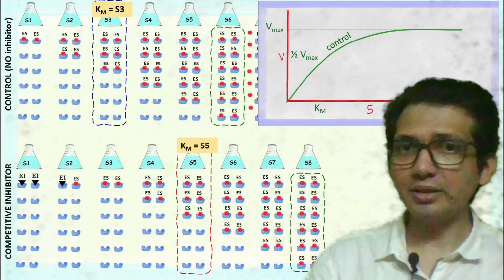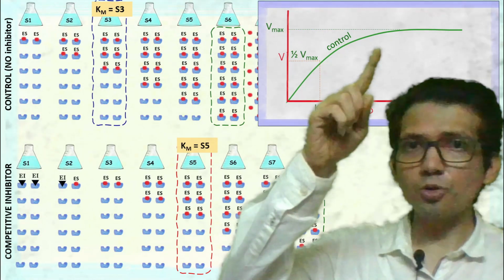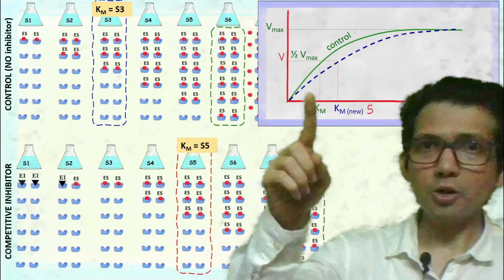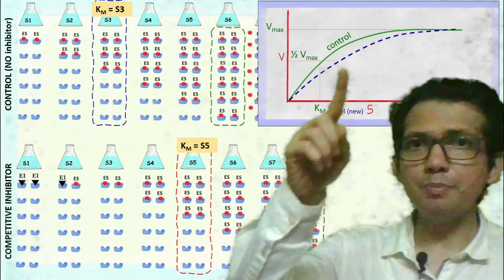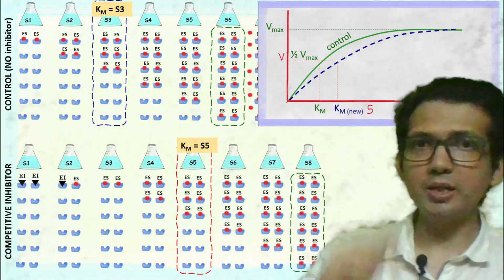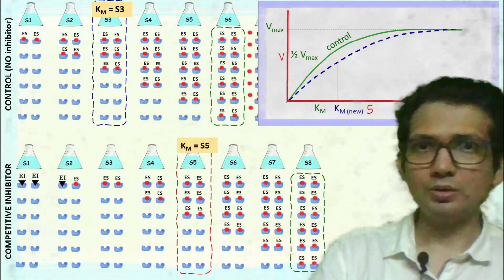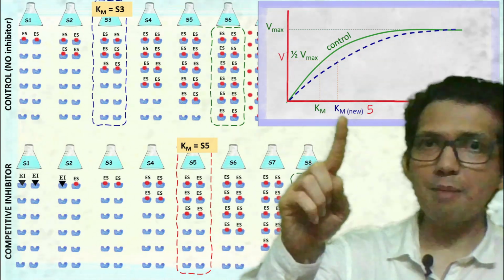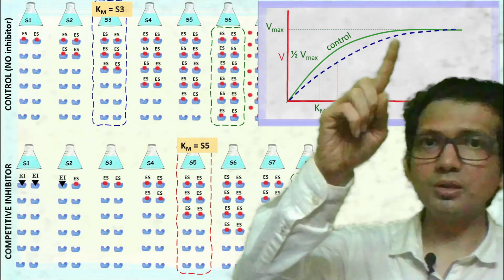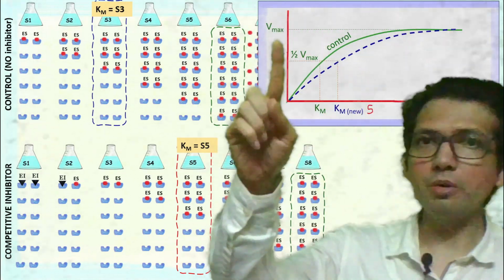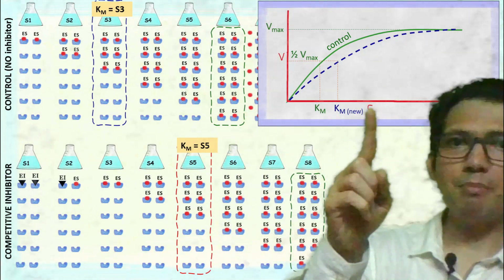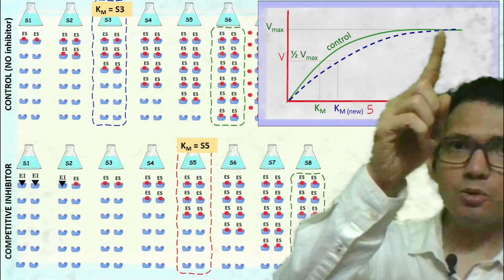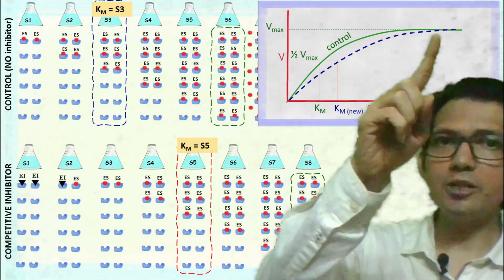So let's try to understand the graph. This is the control in absence of inhibitor. And this one, the dotted line that you see in here, is in presence of competitive inhibitor. So in presence of competitive inhibitor, the value of Km has increased. However, the value of Vmax remains the same, but the amount of substrate required to reach the Vmax has increased in presence of competitive inhibitor.